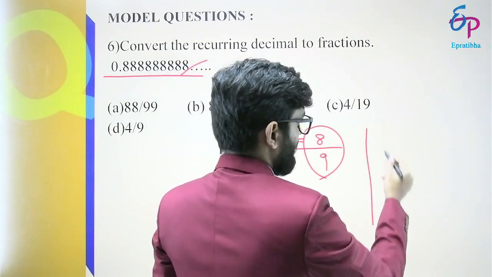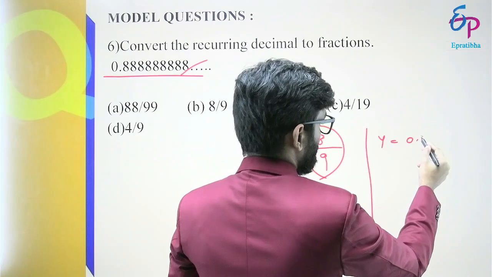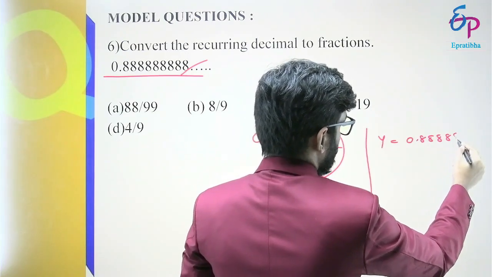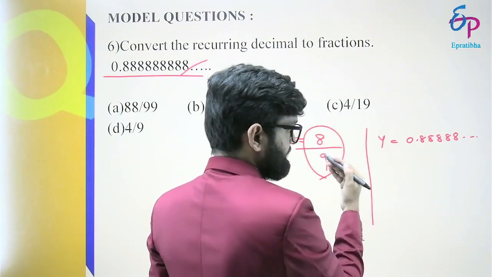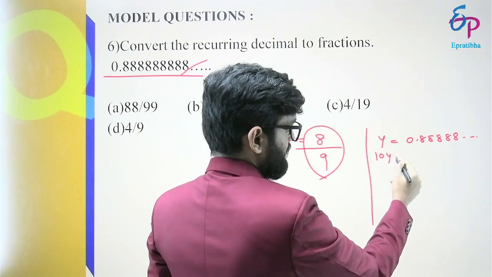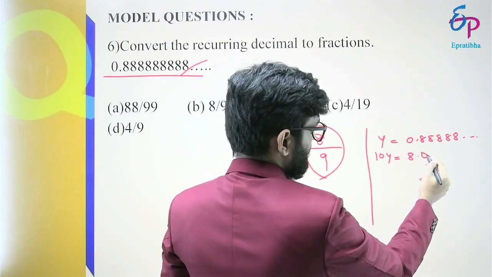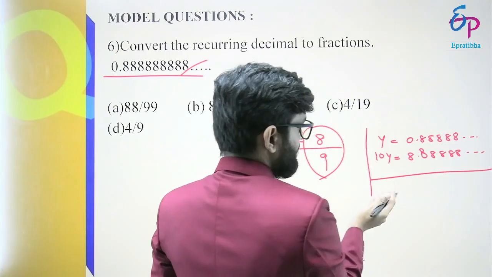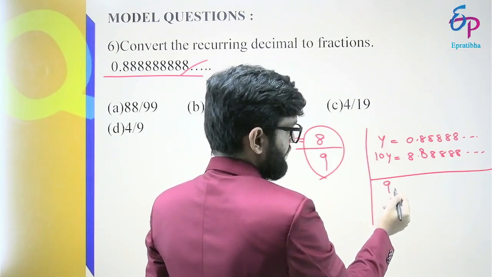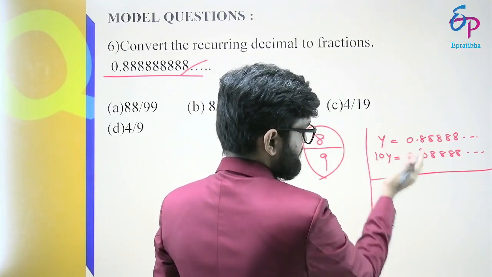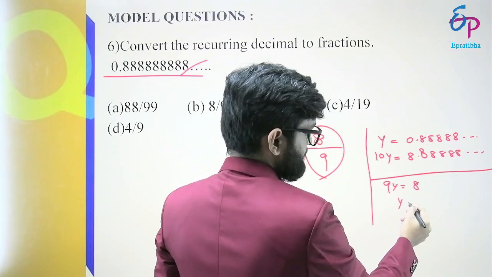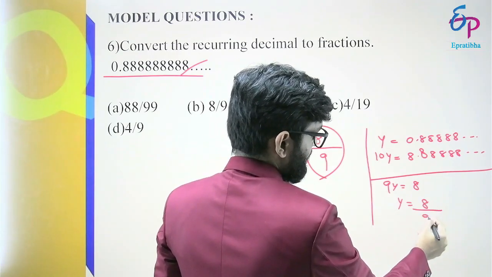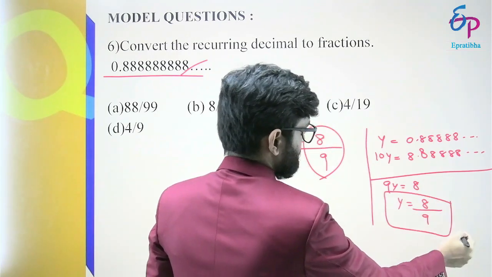Or if you want to have a backup method, y is 0.88888. If you have to take the 8 to this side, you have to multiply with 10. So 10y will be 8.88888, and so on. So 10y minus y, it is 9y. 8 minus 0, it is 8. y is equal to 8 by 9 is the answer.